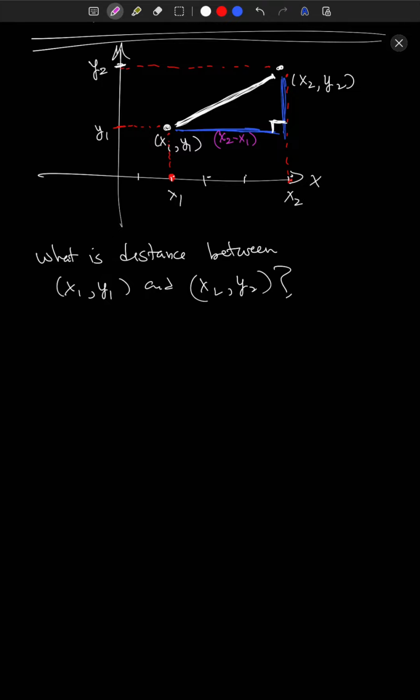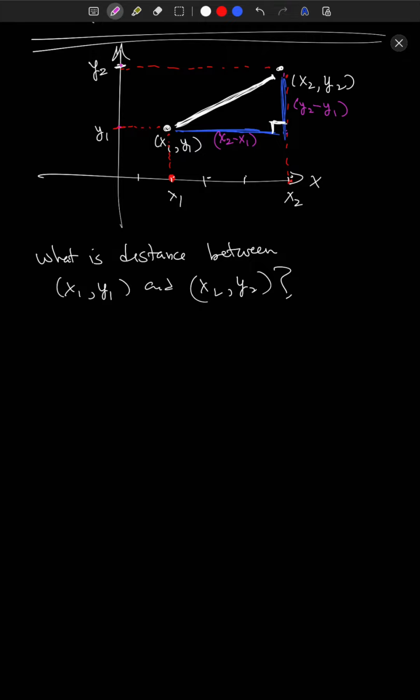Same thing with the vertical. What's the length of this vertical blue line? It's the distance from y1 to y2. Again, if y1 were 3 and y2 were 7, what's the distance between 3 and 7? 3, 4, 5, 6, 7, it's 4. So this is y2 minus y1, at least in the picture that I've drawn, where x2 is bigger than x1 and y2 is bigger than y1.